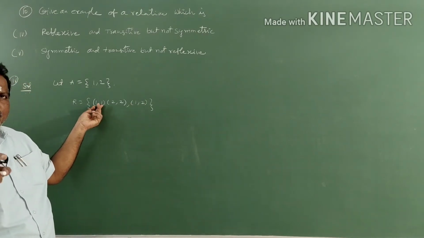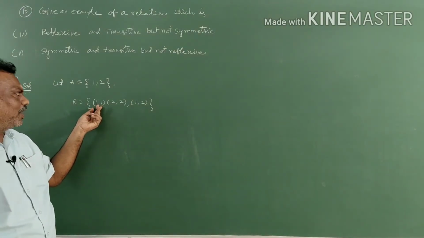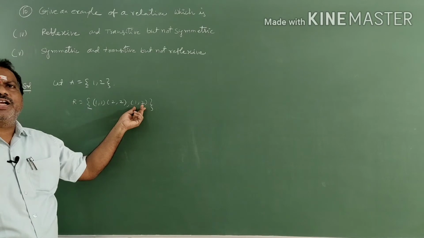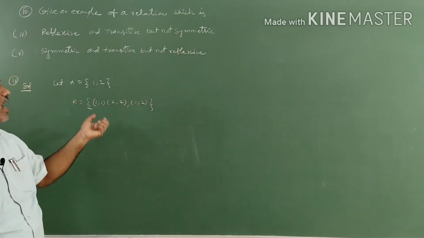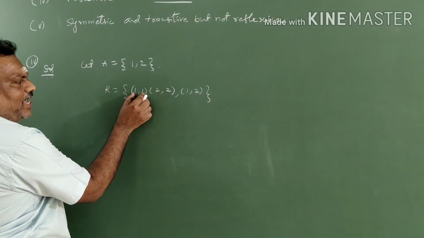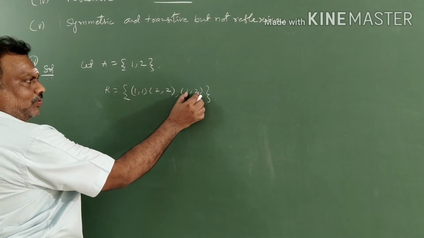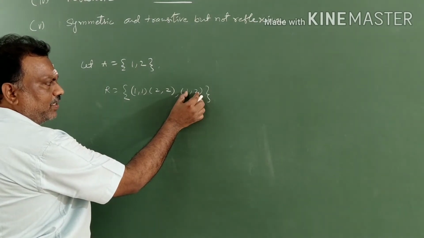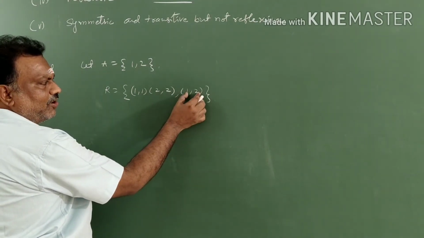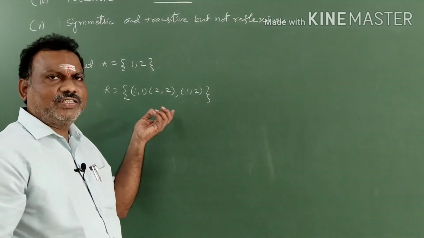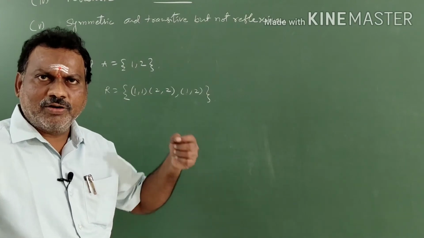For symmetric, (a, b) belongs to R, then (b, a) also. (1,1), (1,1), no problem; (2,2), again (2,2). But (1,2) is there and (2,1) is not, so it is not symmetric. Now we have to check the transitive. See that (1,1) is (a, b), (1,2) is (b, c), again (1,2) is (a, c), no problem. (1,2) is (a, b), (2,2) is (b, c), again (1,2). So it is possible for all ordered pairs satisfying the transitive relation. So the given relation is reflexive and transitive but not symmetric.